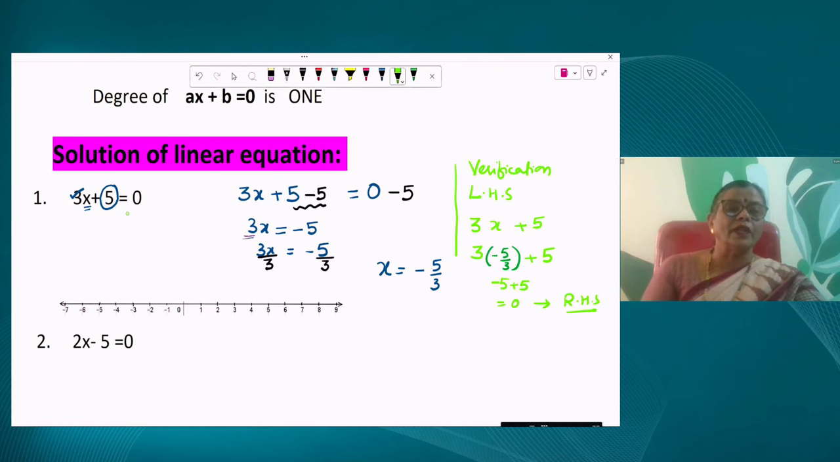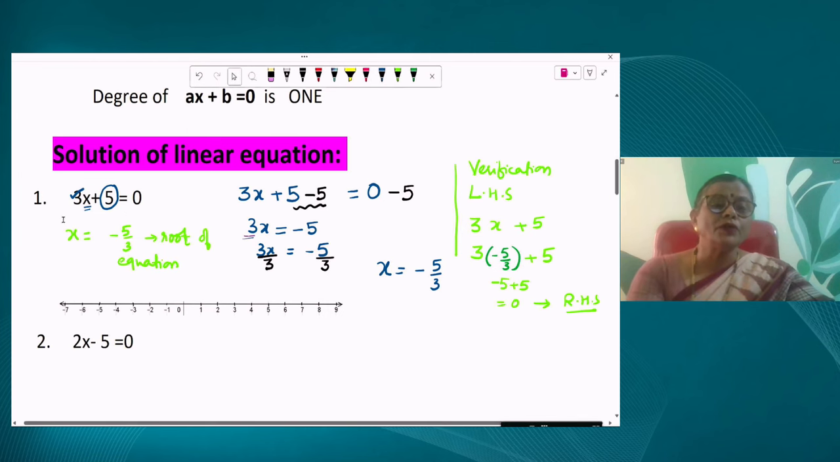So x is equal to minus 5 upon 3 is known as the solution, which is also known as the root. That's a term that we have. So be familiar with these terms. Root of the equation, that is solution of the equation. So we use the term root for the value of x of any equation.